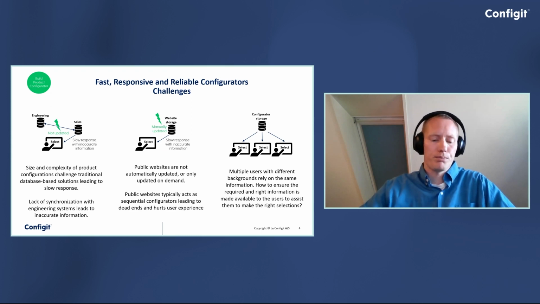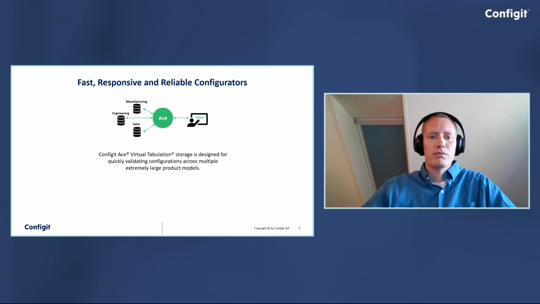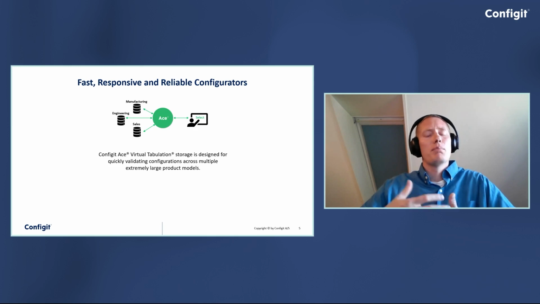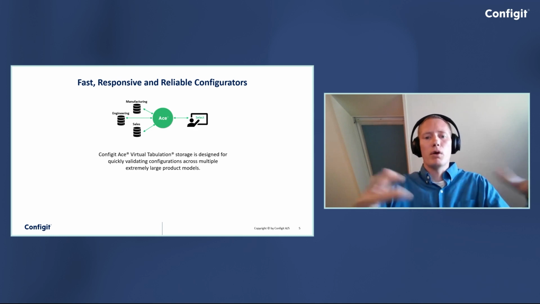The answer to that is, of course, seen from our perspective, Configit ACE, and with that, the VT technology, because the VT technology in Configurators is designed for extremely quick validation and verification across multiple extremely large product models, where you can have multiple users sitting and configuring different products that all interact against the same Configurators instance.